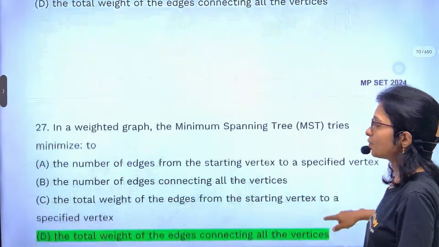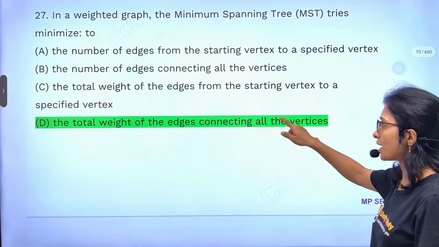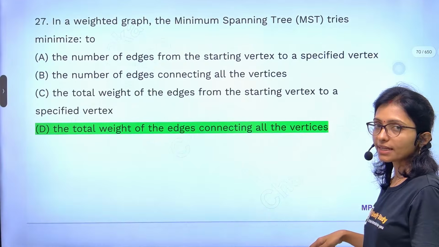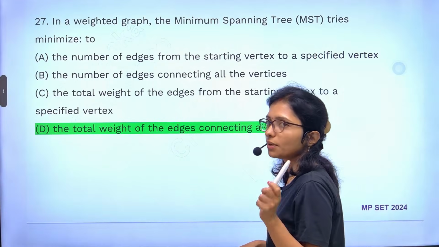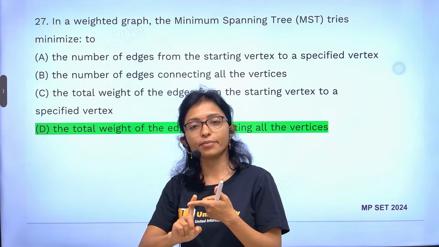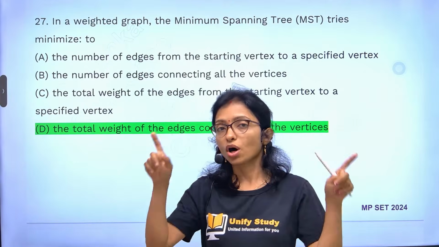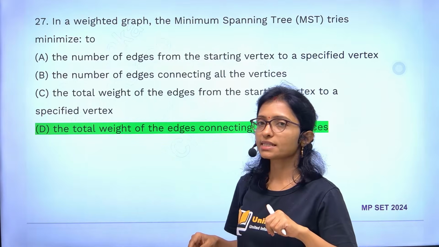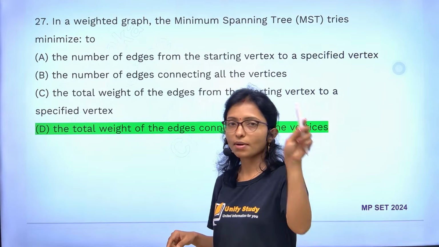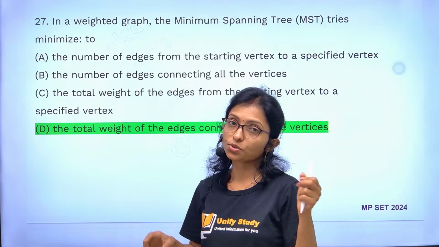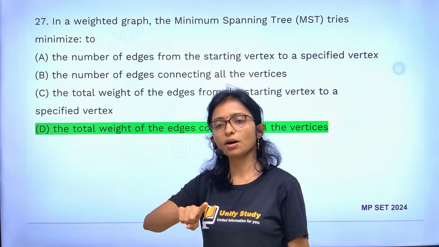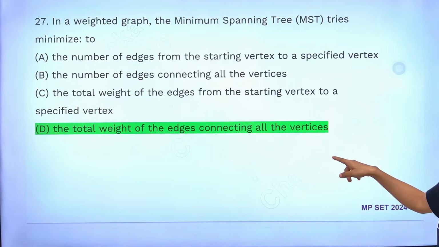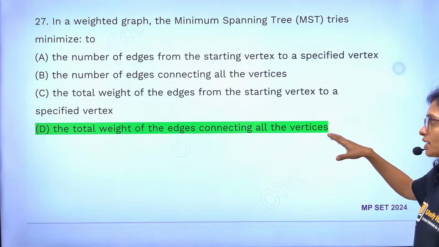Yes, it is trying to minimize the total weight of the edges connecting all the vertices. My main target is first to find the minimum spanning tree, meaning with the minimum number of edges I have to connect all the vertices. That is n-1. Whenever n-1 edges are done, there can be multiple options, but the option whose total gives me the minimum cost is my minimum cost spanning tree. So, total weight of the edges connecting all the vertices.